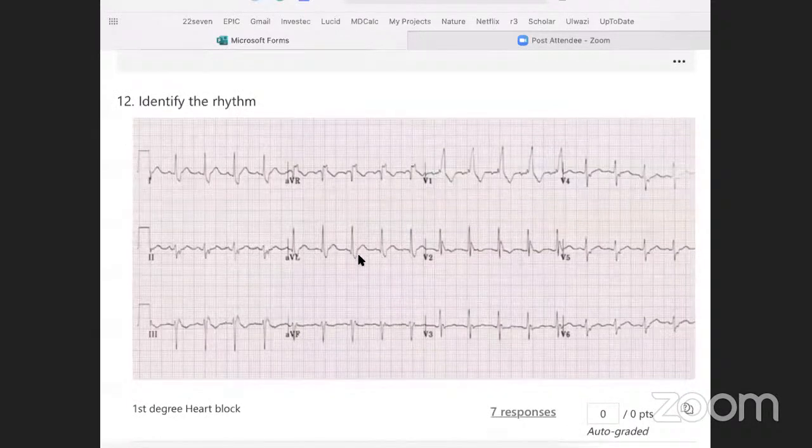Here we see that this is a narrow complex supraventricular tachycardia. There are P waves preceding every QRS complex, so we say that this is a normal sinus rhythm. And the aberration is that there is a widened QRS complex with a tall right-sided bunny ear. So it's an RSR prime, suggestive of a right bundle branch block.